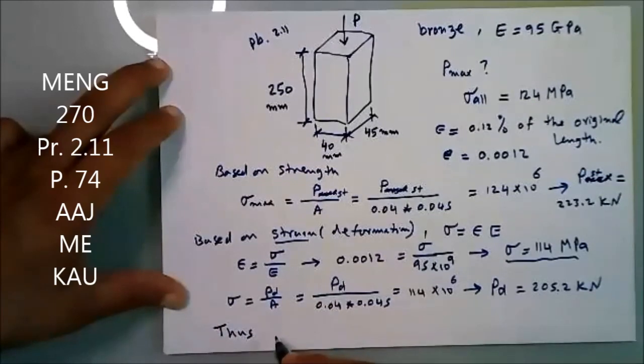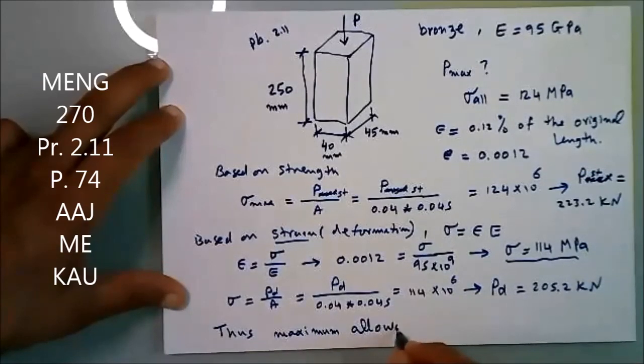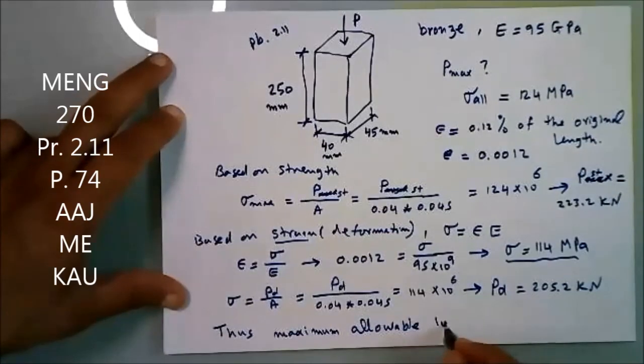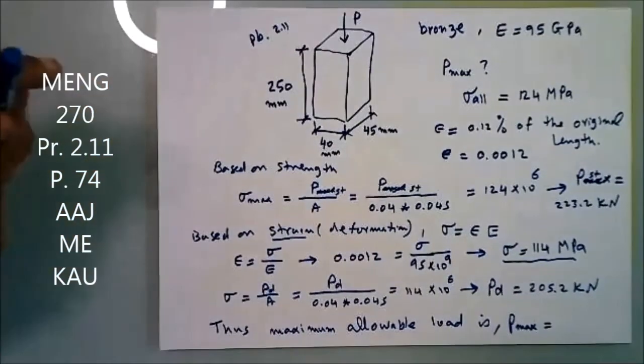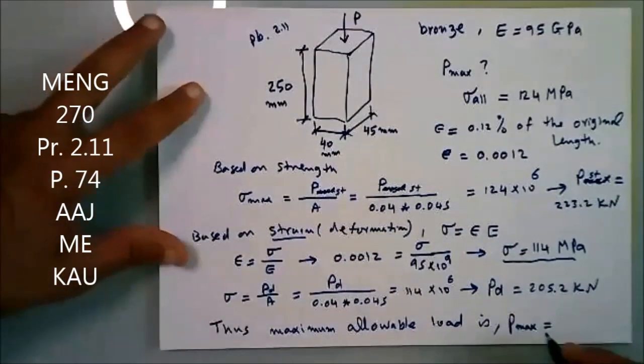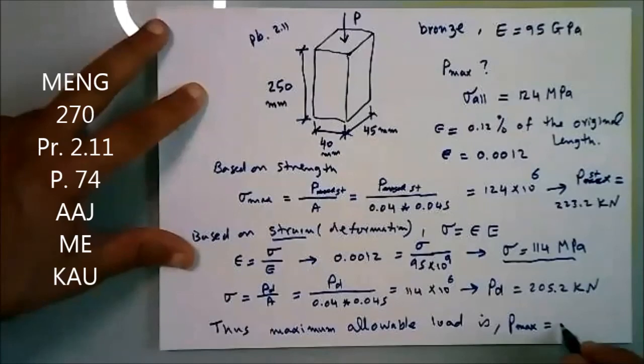Okay. Thus, what is the maximum allowable load? Thus, P maximum is 205.2 kilo Newton.